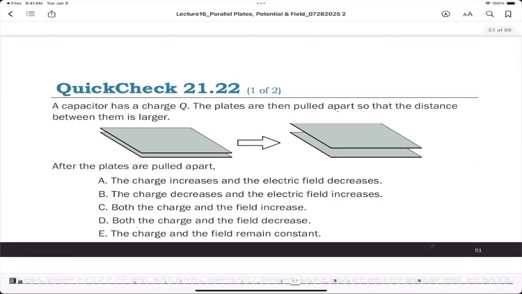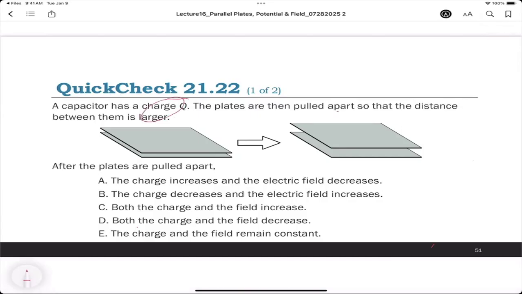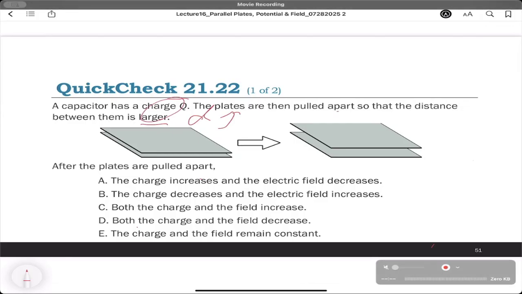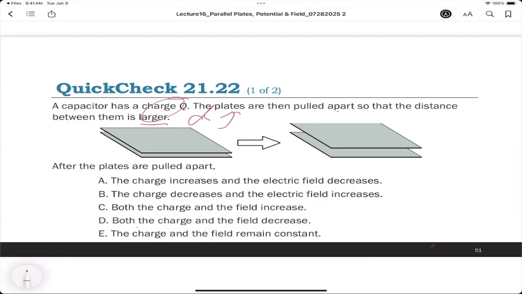A capacitor has a charge Q. The plates are then pulled apart so that the distance between them is larger. D increases. After the plates are pulled apart, which one is right? Actually, this one is a little tricky. You can see this is an isolated capacitor, so the charge will always stay the same because there is no outside battery or source to give it more charge.